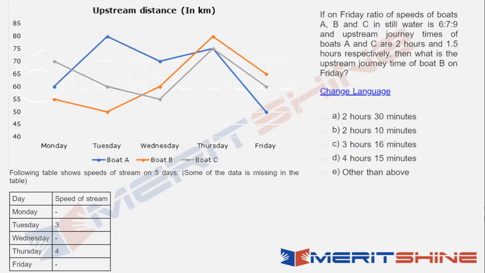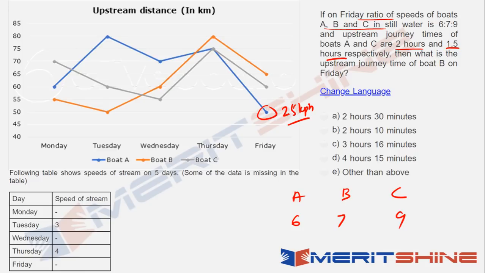Another easy one, not too much to read here. It says on Friday ratio of speeds of boats A, B, C in still water is 6, 7, 9. So for A, B, C it's 6, 7, 9 in still water. And upstream journey times of boat A and C are given. So boat A, how much distance does it cover on Friday? 50. 50 divided by 2. So this is what speed? 25 kilometers per hour. You get the upstream speed of boat A on Friday, and this is 1.5 hours for boat C.